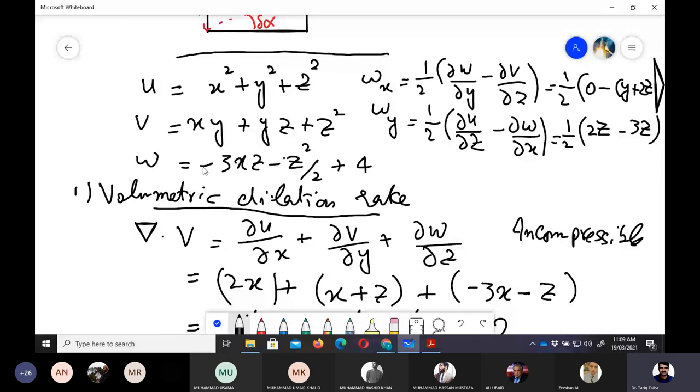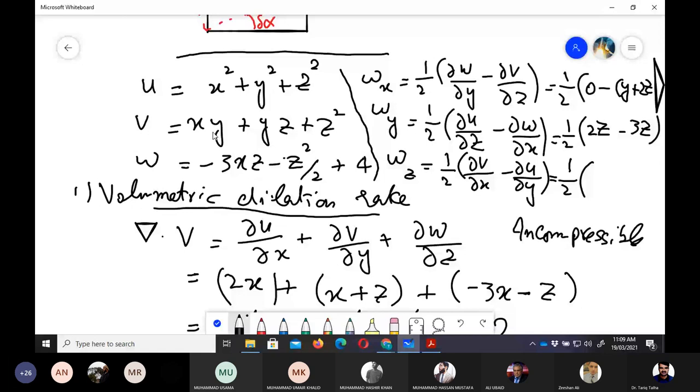Similarly, we can find WZ, that would be equal to half into partial V by partial X minus partial U by partial Y. So that is equal to half into partial V by partial X, that would be equal to Y, and partial U by partial Y would be equal to minus 2Y.